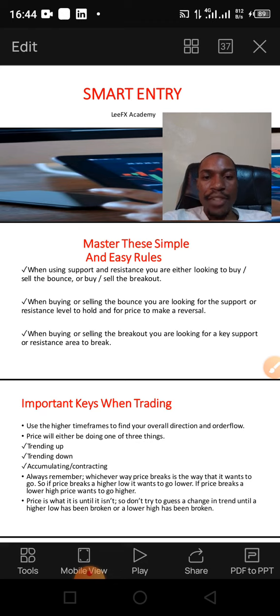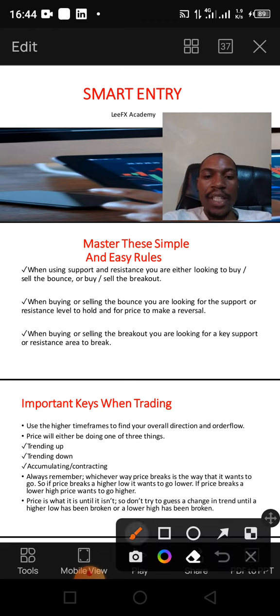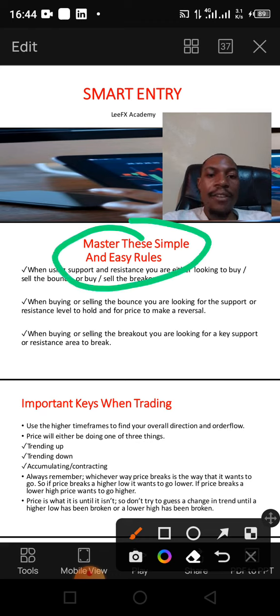Now, Smart Entry. We'll begin by talking about the rules. Master these simple and easy rules. These are the rules that you need to master. They are simple. I've made them very simple so that you can know how to go about them. Okay, so now let us continue.